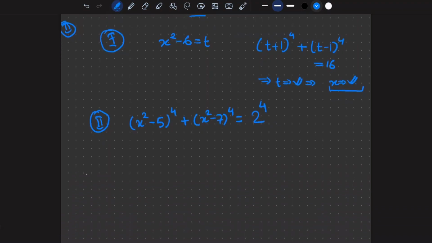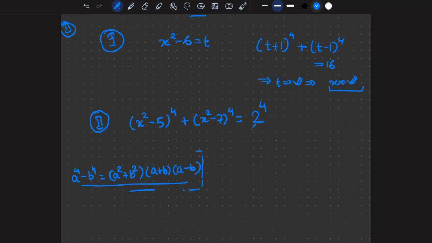Okay, so now you would be knowing this, that if I do a power 4 minus b power 4, I'll get something like a square plus b square times a plus b, a minus b, right? You'd be knowing this. This is pretty obvious. Okay, so I'm going to use this itself.